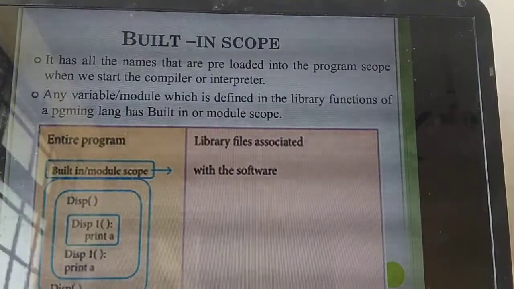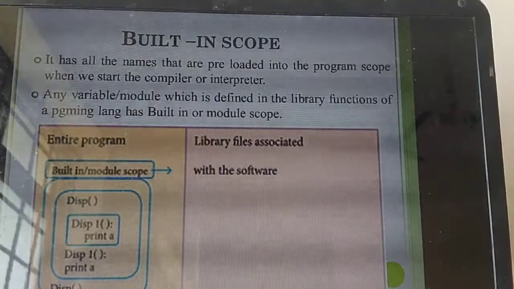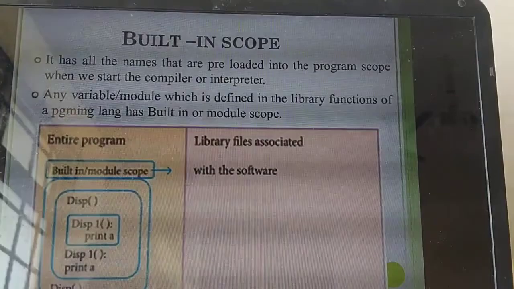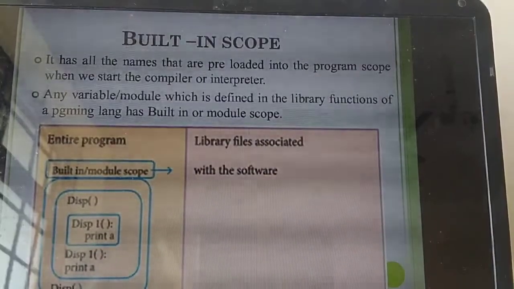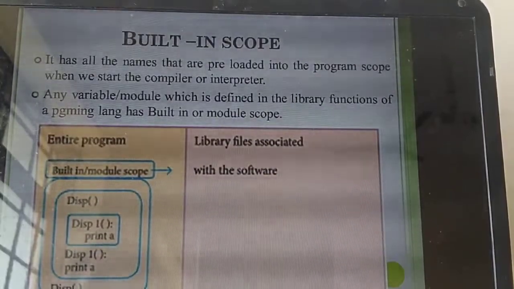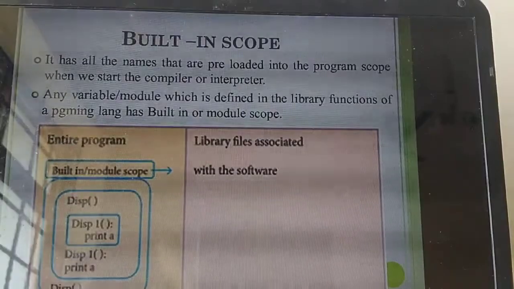So those functions we call library functions. What are the functions? Already when you install the software, they are preloaded. Those functions are called which function? Library function. That module is called what? Built-in module or built-in scope.